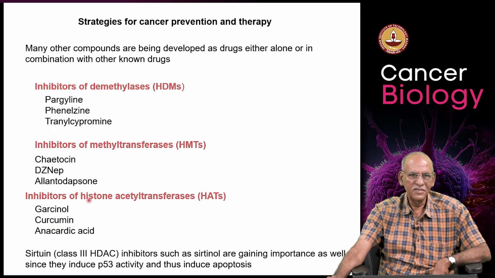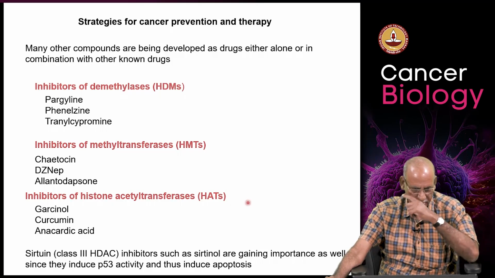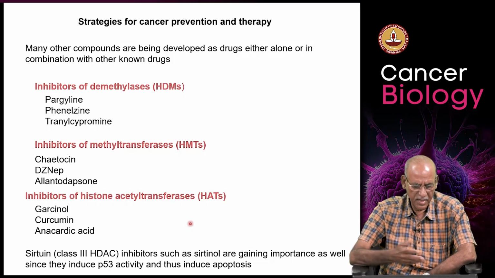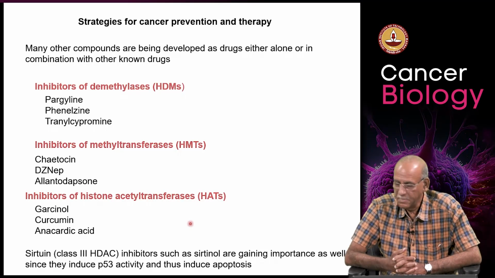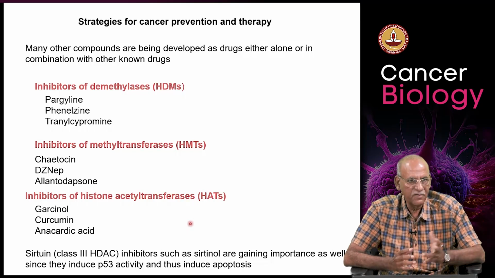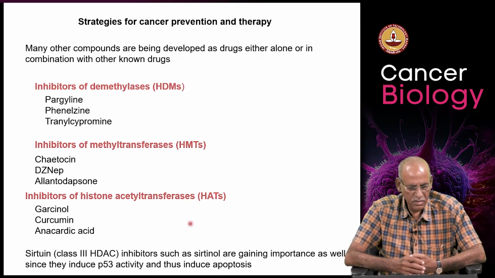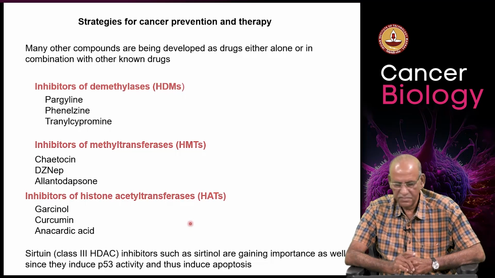The last one is very interesting, inhibitors of histone acetyltransferases, HAT as we call them. They include some of the well known compounds like curcumin, garcinol and anacardic acid. These are from natural sources. So, one more important compound is called sirtuin. A lot of people are doing research on this.